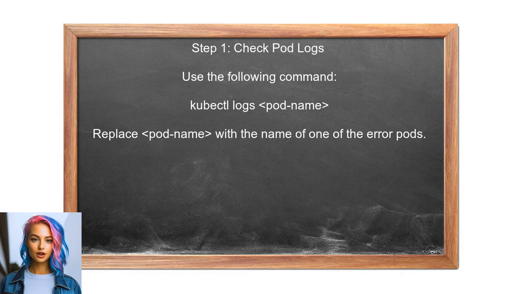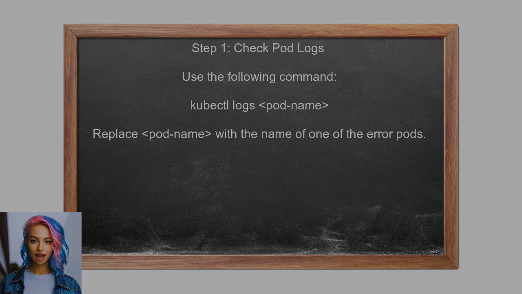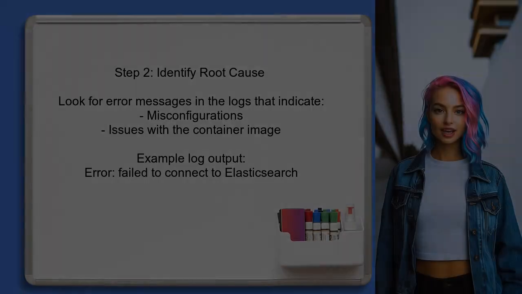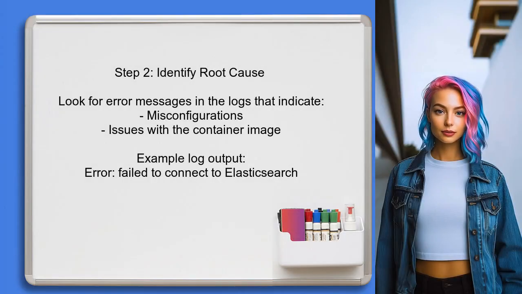To begin resolving the issue with the pods in error state, the user should first check the logs of one of the problematic pods. This can be done using the command kubectl logs followed by the pod name. Next, the user should identify the root cause of the errors from the logs. Common issues might include misconfigurations or problems with the container image. The user should look for any error messages that indicate what went wrong.